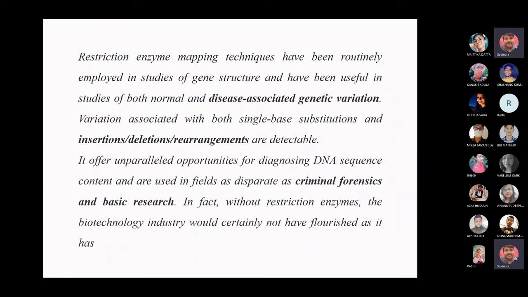Okay, so these are some areas where we use restriction mapping. Although nowadays we have more advanced techniques, the simple technique is still in use in many cases, like finding normal and disease-associated genetic variation, and that variation may come by substitution, insertion, deletion, or rearrangement of nucleotides. We also use it for some criminal cases and for basic research. Again, although we have more advanced technology for all these things, it is simple to perform, which is why it is still in use.